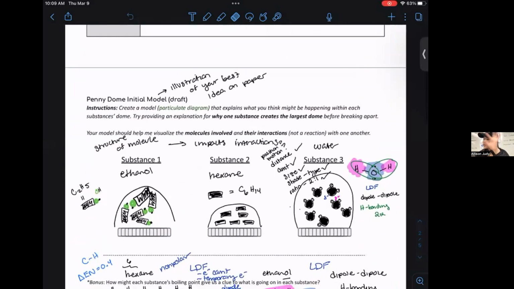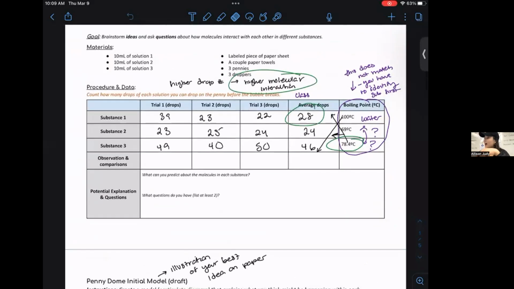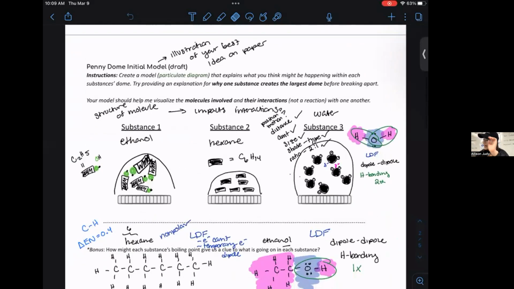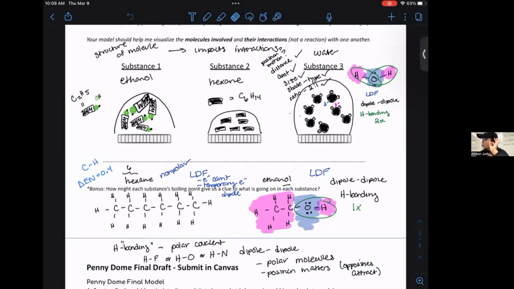You should have gotten that substance 1 was ethanol, second biggest dome, second highest molecule interaction, second most intense or strong IMFs. They had H bonding, okay? It had dipole-dipole and an LDF, but it had 1 less H bonding capability than water, 1 less HO structural bond, okay?